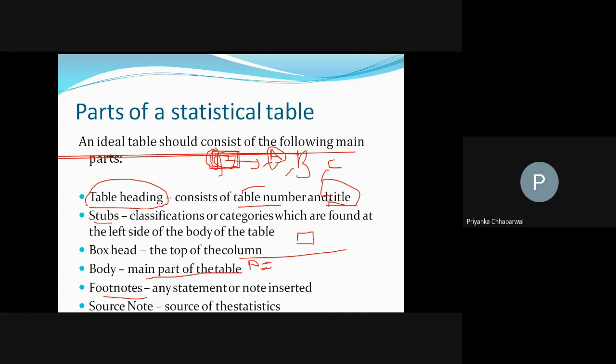Then last is source note. Source of the statistics, source of the data. So it is very important कि source note means आपने डेटा कहाँ से लिया. अगर आपने जैसे यू हैव यूज प्राइमरी डेटा एंड सेकेंडरी डेटा, तो प्राइमरी डेटा आपने कैसे कलेक्ट किया उसका इन्फॉर्मेशन. इफ यू आर टेकिंग सेकेंडरी डेटा, अगर आपने सेकेंडरी डेटा लिया है देन आपने कहाँ से लिया? आपने किसी जर्नल से लिया है. यू हैव टेकन द सेकेंडरी डेटा फ्रॉम द बुक्स.